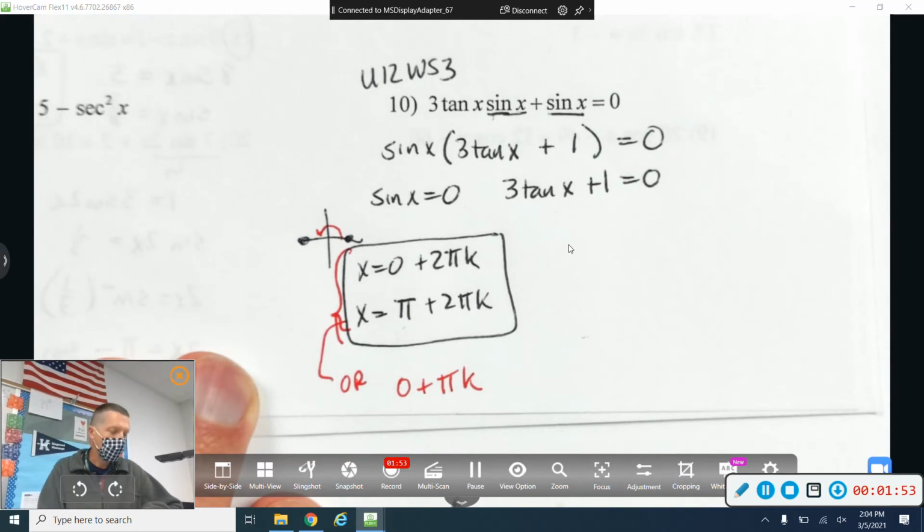So good question, but I hesitate to write it because generally speaking, that doesn't work for sine. It's just in this particular case, it would. And so it would be okay to do that.